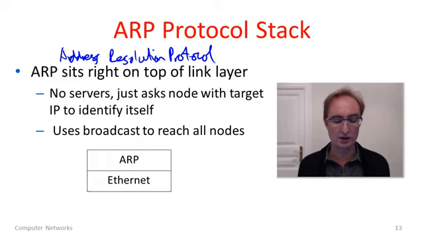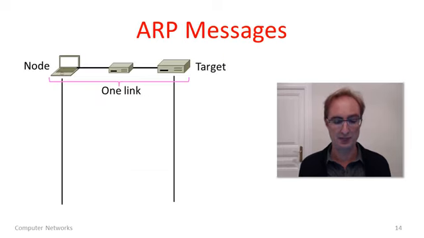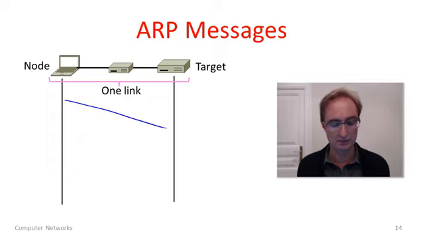So ARP is just going to ask the node with the target IP address to identify itself. Like DHCP, it's going to use broadcast to reach all of the nodes so that its message will go to the target node as well as everyone else. Here's how the exchange works. It's simpler than DHCP. We're still operating on the one logical link here, even if it's a series of physical links connected by a switch. So we can't go across routers with this protocol. In this protocol, we simply send a request, and then the request is broadcast across the network.